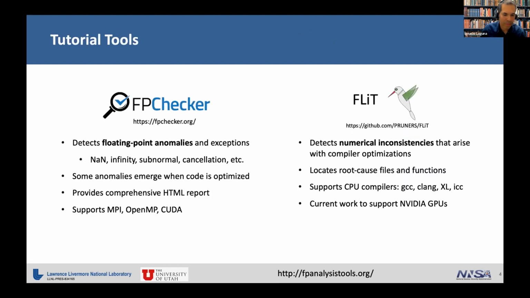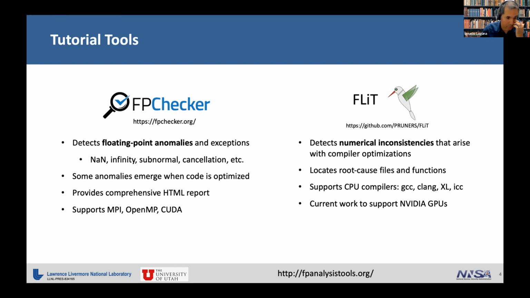Let me give you a quick overview of these two tools, and then we'll get into the details of each of them. FPChecker is a tool that allows you to detect floating point anomalies and exceptions. So, for example, you can detect NaN, infinity, subnormal numbers, issues like cancellation and things like that. Some of these anomalies emerge when the code is optimized. So it's good to have a tool that tells you where in the code this is happening, so you have an idea of how you could potentially fix the code.